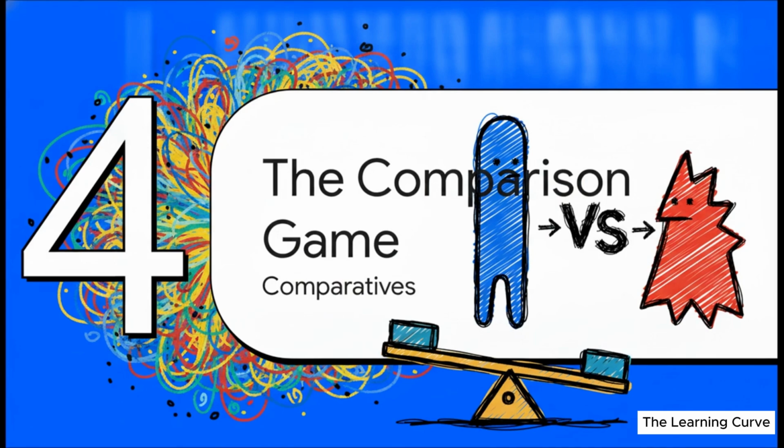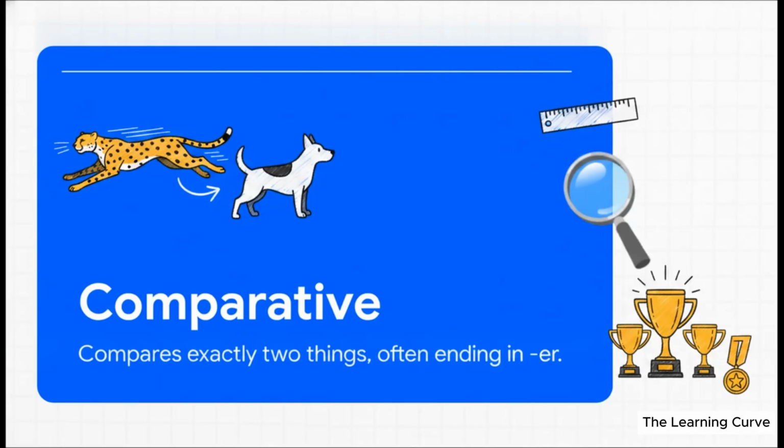Finally, Section 4, the comparison game. Now we're going to take all these colorful things we've built and pit them against each other in the arena. The beginner rules here are pretty simple. If you're comparing exactly two things, you use a comparative by adding ER, like a cheetah is faster than a dog. But to crown the ultimate champion out of three or more things, you step up to a superlative, adding the plus est to make it the fastest.